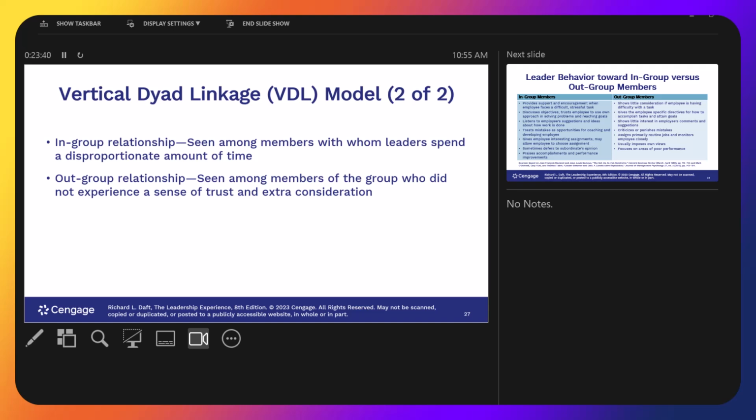So in-group relationships are seen among members with whom leaders spend a disproportionate amount of time. Out-group relationships are seen among members of the group who did not experience a sense of trust and extra consideration. So by virtue of what type of leader you are, it's going to determine, do you have in-groups and out-groups? And what I can tell you is this, that's not a good thing. If you have multiple people working for you and you have in-groups and out-groups, the in-groups are going to be the people you spend time with, you trust them, you talk to them, you have a relationship. The out-group people are going to feel like redheaded stepchildren. You don't do enough for me. You don't talk to me enough. Like the guy I was telling you about earlier when he says, my boss doesn't even know my last name. Definitely in the out-group.